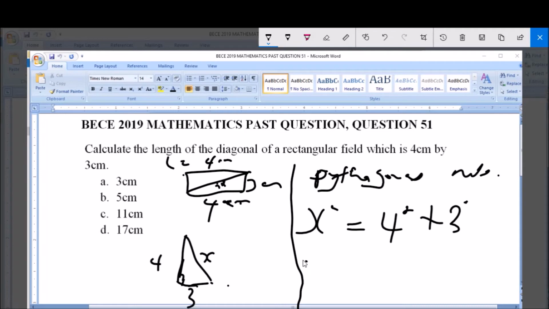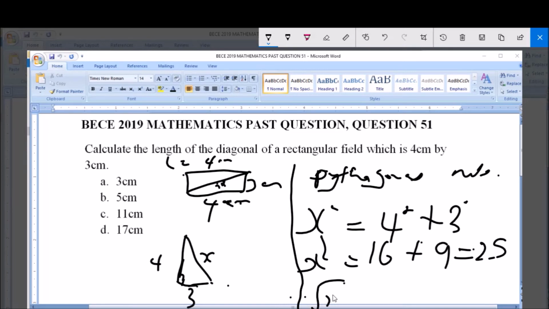Now x square will be equal to 4 square, which is 16, that is 4 times 4 will give us 16, plus 3 square, which is 9, that is 3 times 3 will give us 9. So now you have that x square is equal to 16 plus 9, and this is equal to 25. That means x square is equal to 25. But we are looking for x, not x square. So therefore, to find x, we'll take the square roots of both sides.